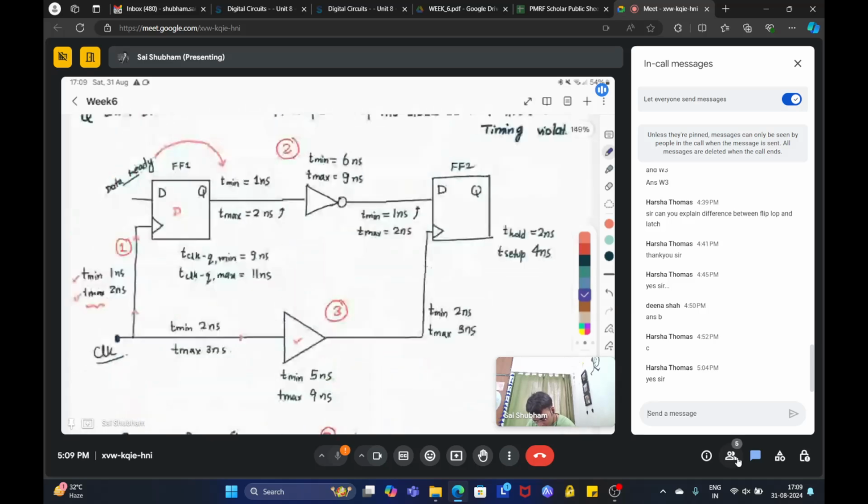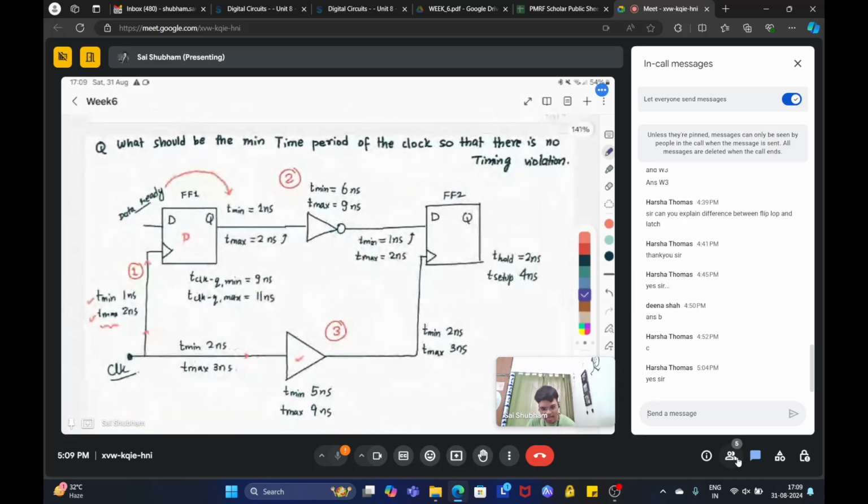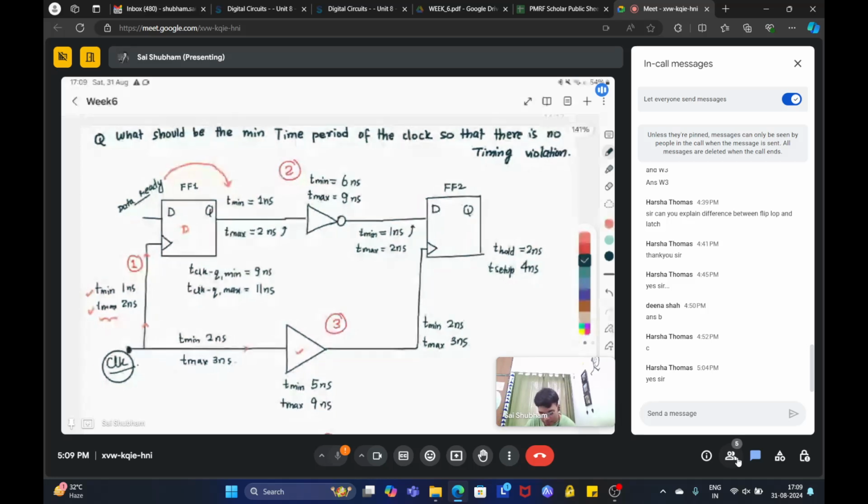So the question it says is that this is a very standard interview question. It says figure out if there is a timing violation, and if there is a timing violation, you have to tell what. In this case, I have not given you the clock. The clock signal has not been provided. So I won't ask you if there is a timing violation or not. My question will be: what should be the minimum time period of the clock so that there is no timing violation? So this is the question. I will give you about 5 to 10 minutes to figure it out.